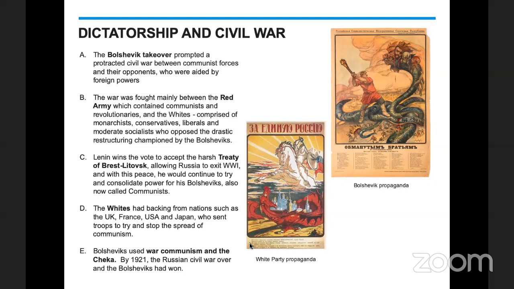And World War I is going to be an issue because it's sort of time to get out of World War I. Lenin's going to understand that that's something that he needs to do. And he's going to narrowly win a vote to be able to do that. And he will negotiate the Treaty of Brest-Litovsk.